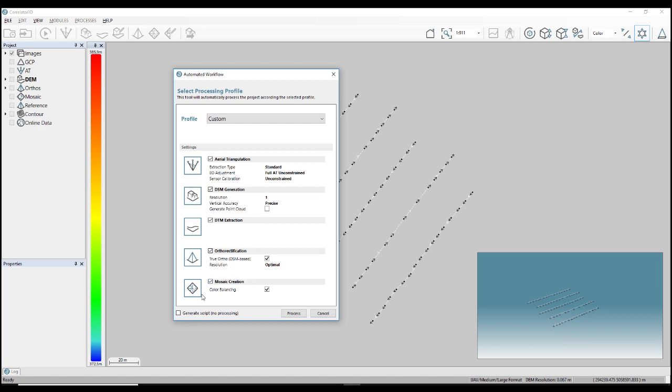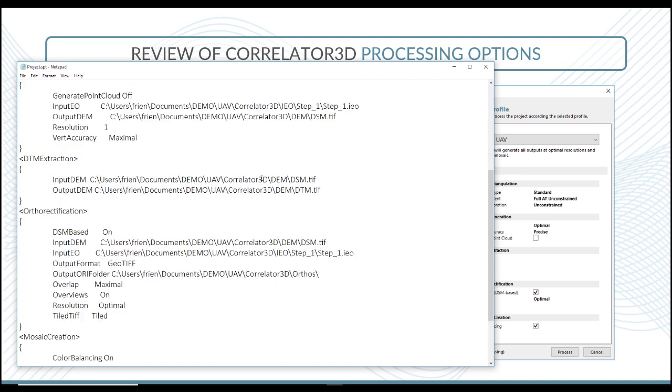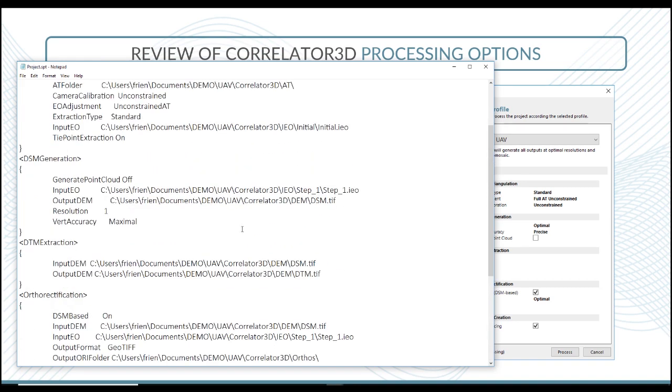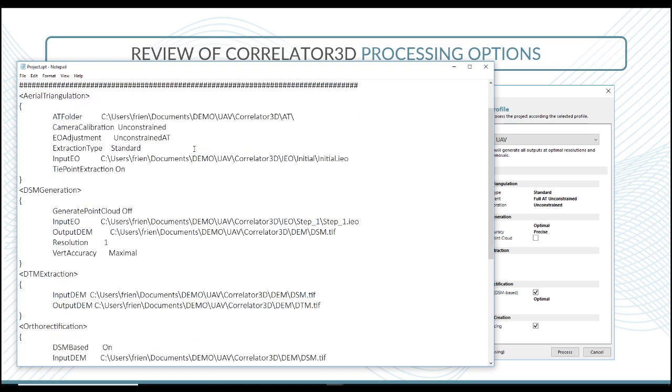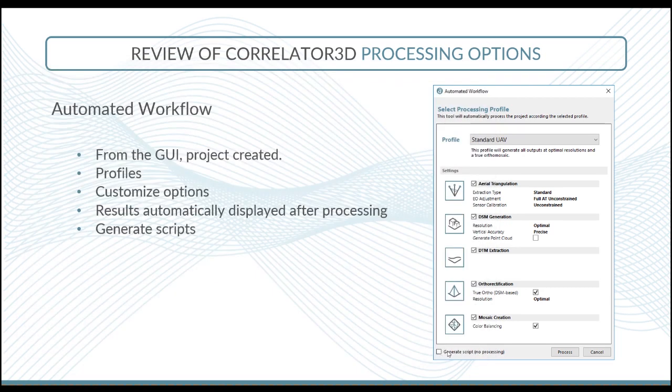But as I was saying, you can just check the option here, generate a script. And if you click process, the software won't generate the result, but in its place it will create a script like this that you will be able to edit. So I'm going to talk about the script and the syntax in a few minutes, so don't worry. But this is a good way to start, so you don't have to type all of these parameters in the script. Just by using the automated workflow, with this option we'll create a script for you.